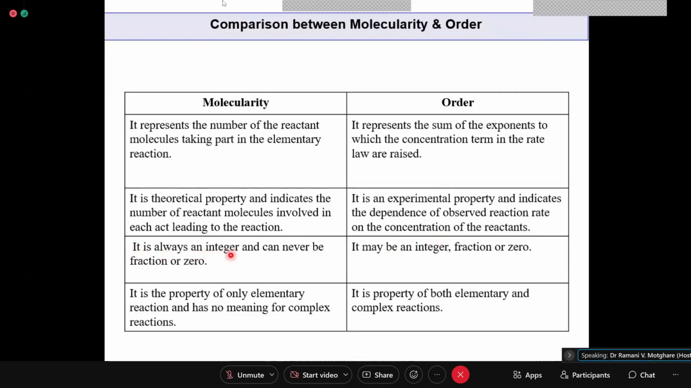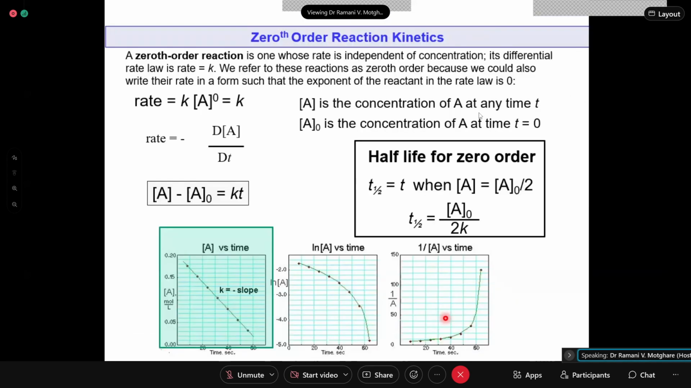Molecularity is always an integer and can never be a fraction or zero. Order of reaction may be an integer, fraction, or zero. Molecularity is the property of only elementary reactions and has no meaning for complex reactions. Order of reaction is a property for both elementary and complex reactions.